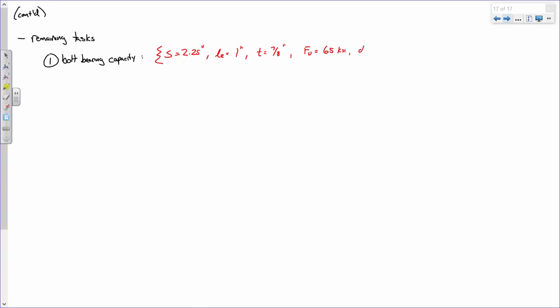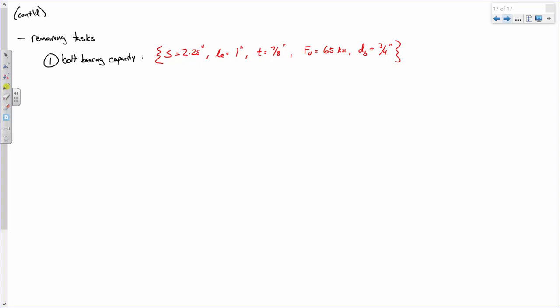And a bolt diameter of 3/4 of an inch. Now, why am I writing down those values? Because look, here's our expression for bolt bearing. What do you need? You need a thickness, you need FU, you need a bolt diameter, and then you need the LC values. And to compute LC, you need the hole diameter, you need S, and you need LE. So once you have those values, you can just plug and chug it.